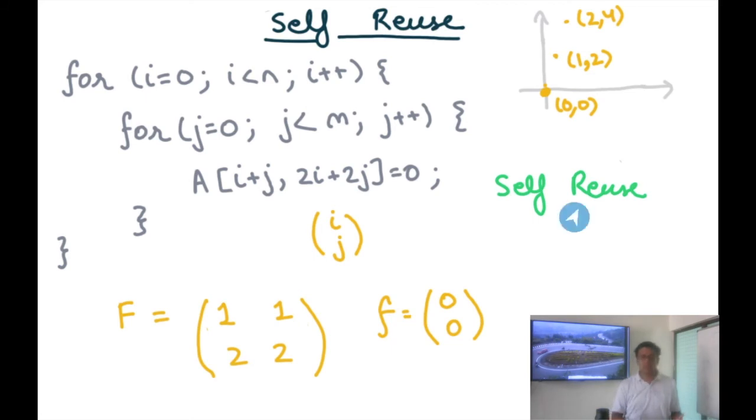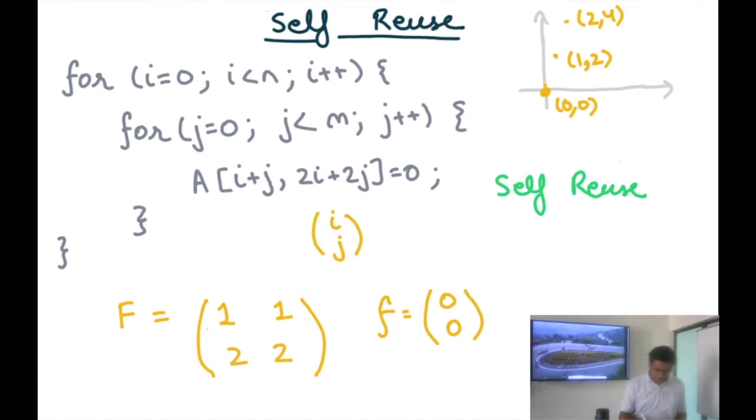Now I claim that in this particular example, there is self-reuse. Why is there self-reuse? Well, it's true that for a given value of i, for different values of j, I will be accessing different array elements, because let's say i equals 0, then j equals 1 is going to access a[1, 2], j equals 2 is going to access a[2, 4], and so on, right?